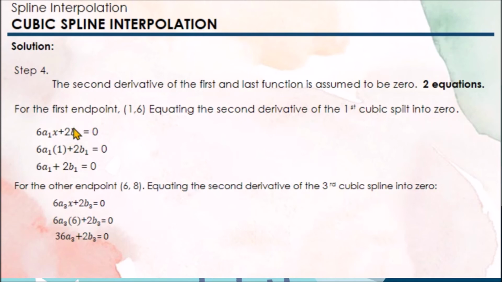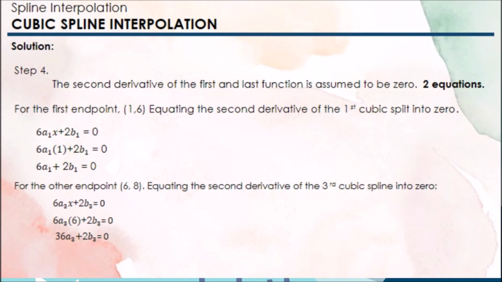into 0. So we have 6a sub 1 plus 2b sub 1 is equal to 0. And then substituting the value of our x, which is 1, we have 6a sub 1 multiplied by 1 plus 2b sub 1 equal to 0. So we have our 11th equation, that is 6a sub 1 plus 2b sub 1 is equal to 0.